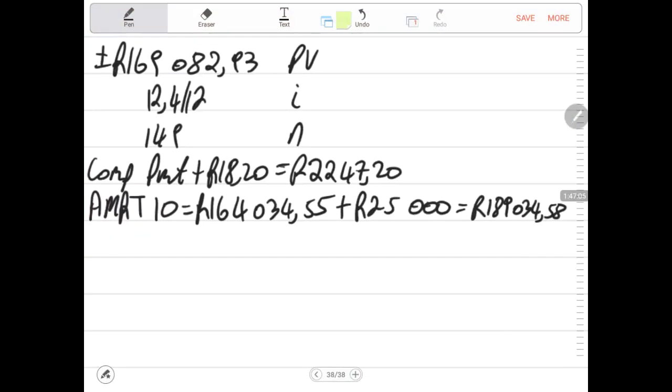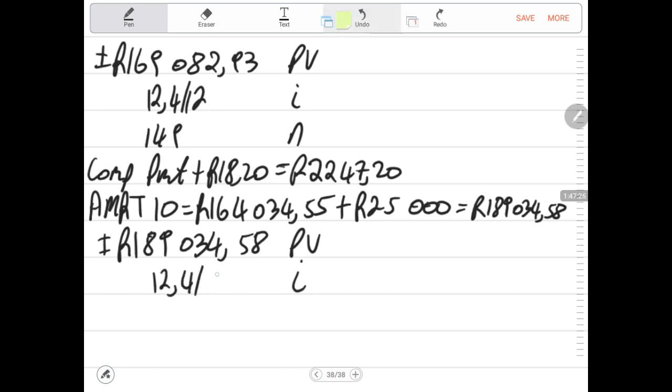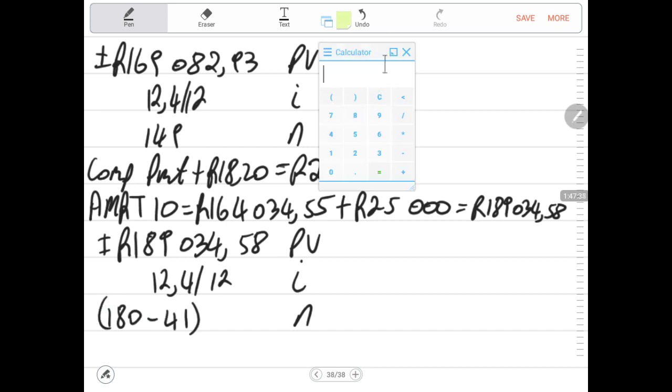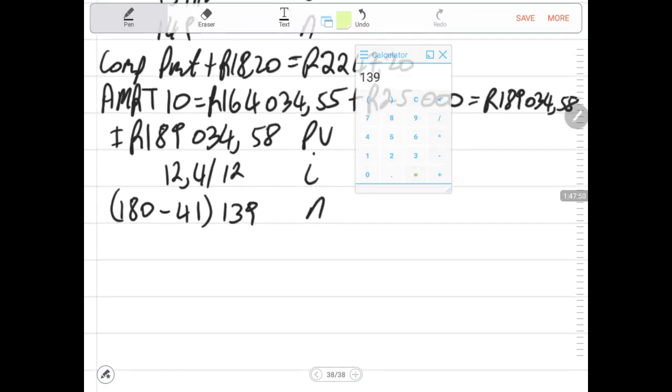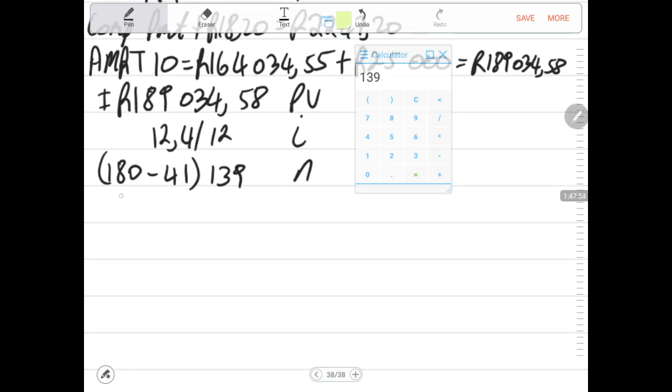Now, we are calculating the amounts that will be paid. Minus 189,000 and 34.58 is my present value. Interest is 12.4 divided by 12. And my N is equal to 180 minus 41, because 41 payments are made. I want to know from the 42nd payment. 180 minus 41. Remember, 41 is January, and we did make a payment in the month of January. It's only February when our payments will be at the changed payment because we borrowed more money. Then we compute our PMT plus 18.20.